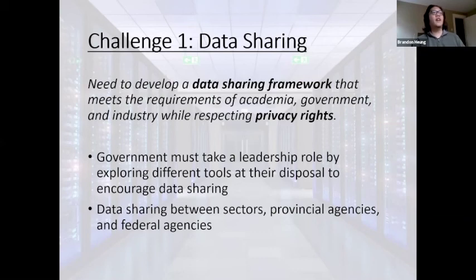I also believe that the government must take a leadership role by exploring the different tools at their disposal to encourage data sharing. And again, we need to think about what are the carrots and what are the sticks that can be used, but also we need farmers and industry to want to share data. With the way these predictive models work, having soil information on my neighbor's farm will help me understand my farm better. And this also applies to larger scales as well. So me having information about the soils in Atlantic Canada will also help me better understand the soils in British Columbia.